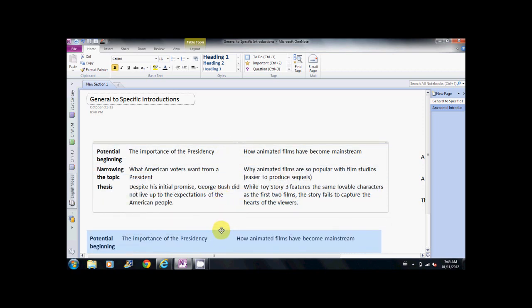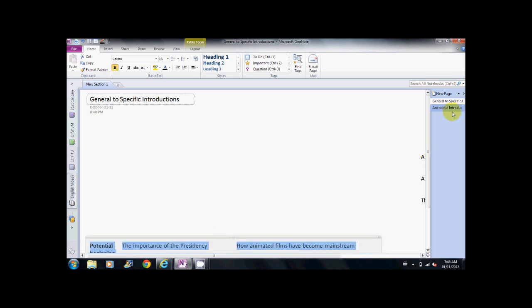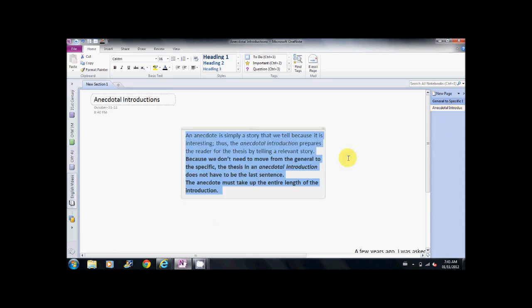Because I think you're somewhat familiar with this already, we're going to move on to our next kind of introduction. An anecdotal introduction is actually quite simple if you can sustain it. An anecdote is simply a story that we tell because it's interesting, and you've heard lots of these stories before, whether it's your teacher, your friend. Anytime someone tells you a story just because it's interesting and seems relevant in some way, that's an anecdote.